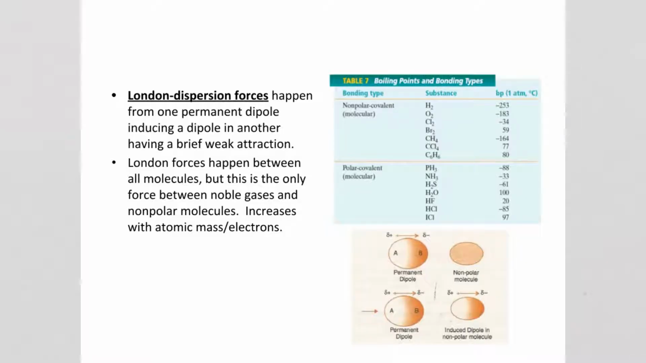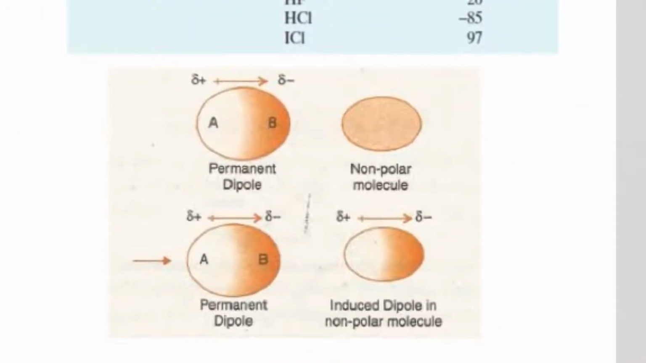Now we're going to stop at our last one, which are London dispersion forces or London forces or dispersion forces. This is the idea of nonpolar. So this is where a permanent dipole can induce a dipole, to where if you have a nonpolar molecule on the right and something that is polar on the left, because this negative gets close, it's going to repel electrons.